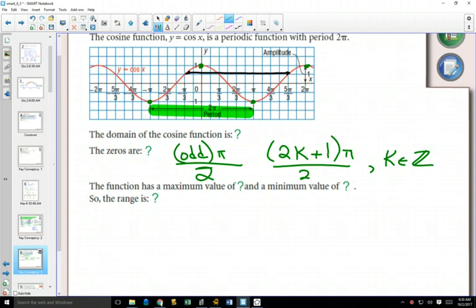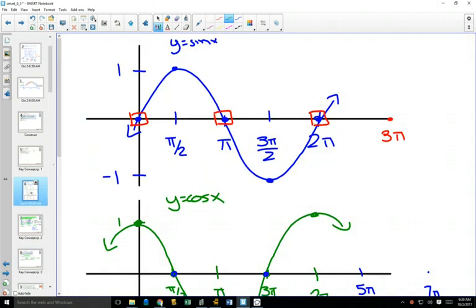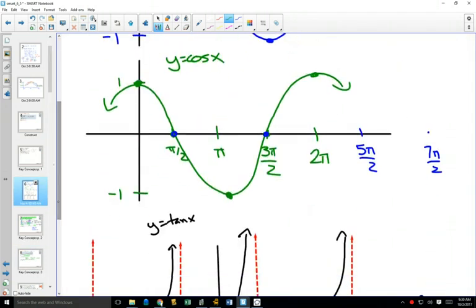Method number two, again, it looks at our graph, it looks at these ones, and it says, let's start with one that we know. So let's start with pi over 2. How much of a jump is it to 3 pi over 2?